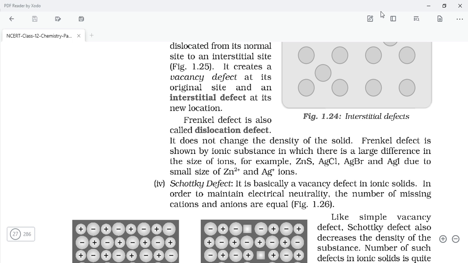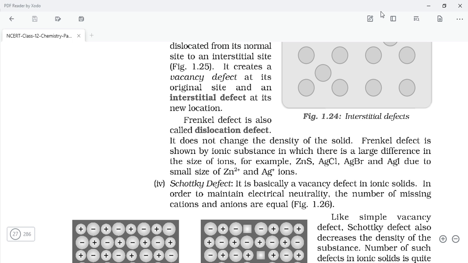So Zn2+ and S2-. Sulfur is from the third period and 16th group, and zinc is from the fourth period and 12th group.